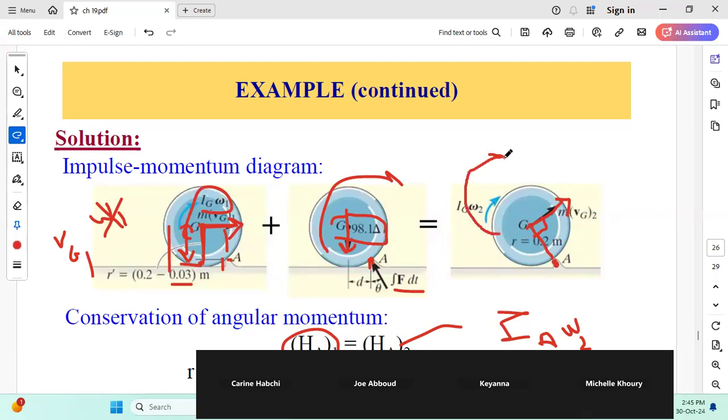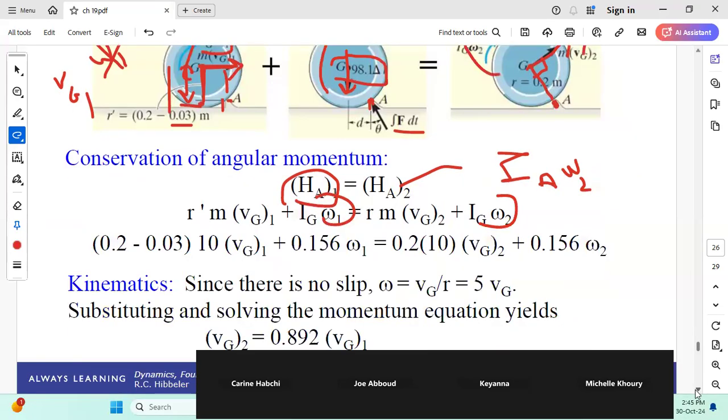Both will give you the same result, because what is VG2? VG2 is the radius times omega 2. Okay? When you do this, you will be able to relate the angular velocity before collision to the angular velocity after collision. So this is the first step in your problem, to relate your two angular velocities.